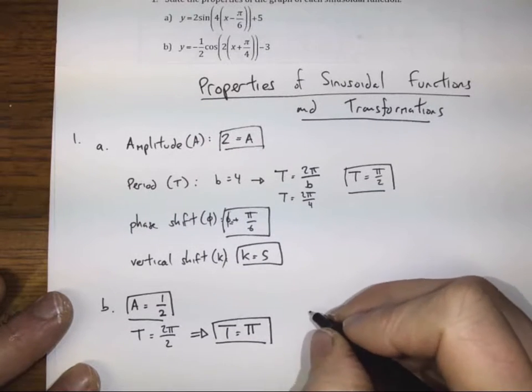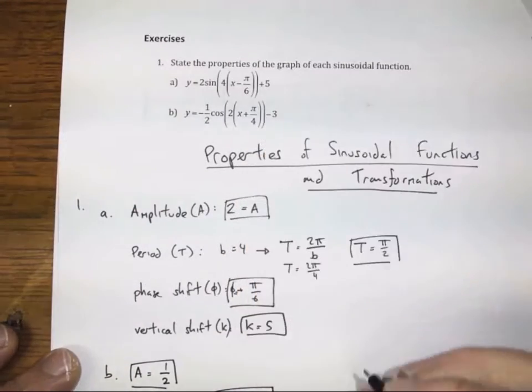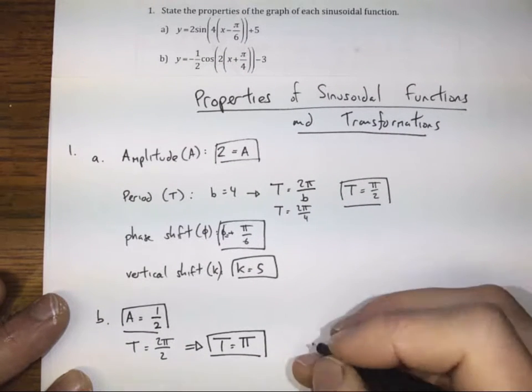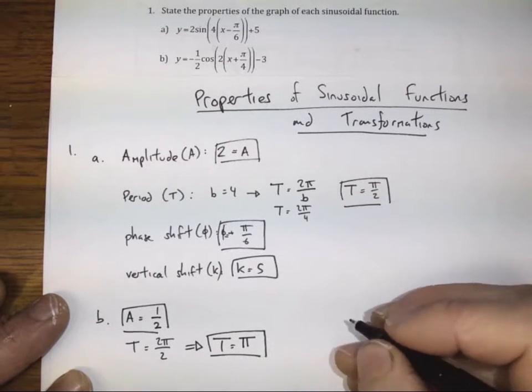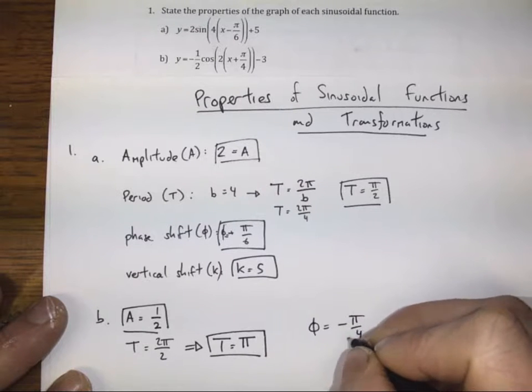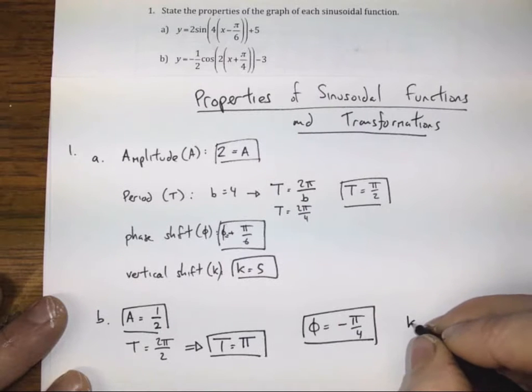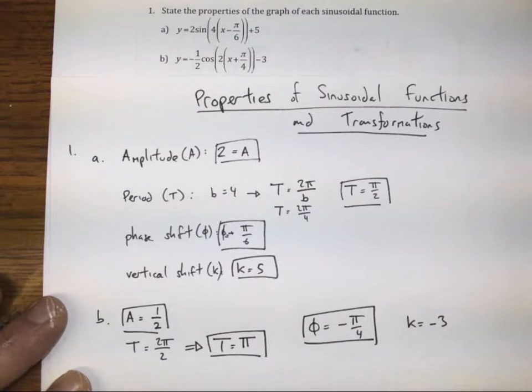All right. Our phase shift. So we can imagine this really looks like we're subtracting a negative pi by 4. So our phase shift is a negative pi over 4. And our K value is negative 3.